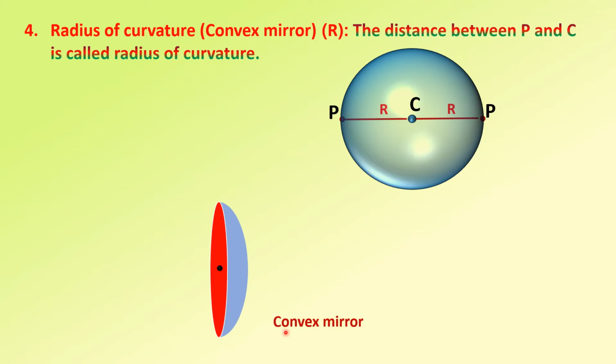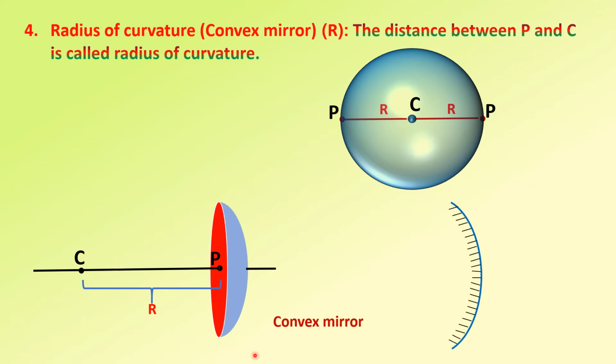So here is the convex mirror pole, and here is the center of curvature, and you know that this is the principal axis, and the distance between P and C is called radius of curvature, and it is represented by the letter R. And in the symbolic notation also you can see here P, C, principal axis, and the radius of curvature R.